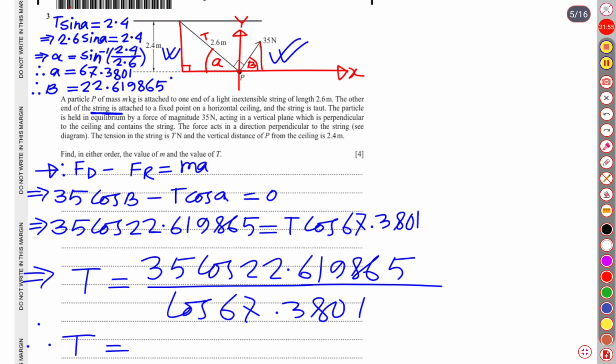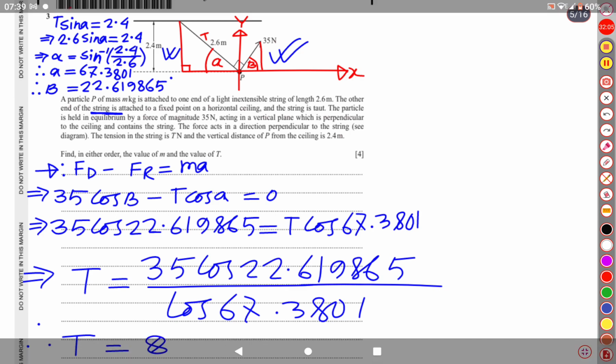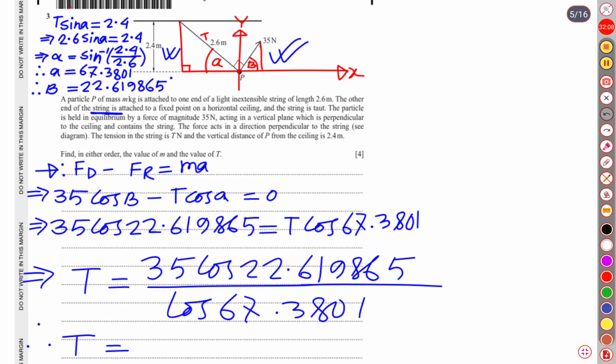Hence the tension in the string, using our calculator, is 83.99989. If we round it to three significant figures, it is 84.0 Newton. This is one of the answers we should show. The exact magnitude is 83.99, but we have to round it to three significant figures, so it is 84.0. This is the value of T.